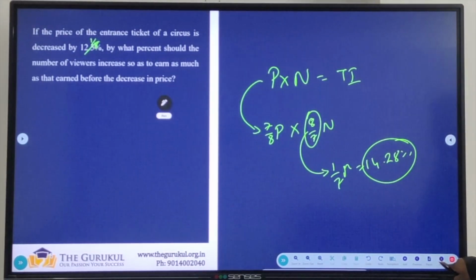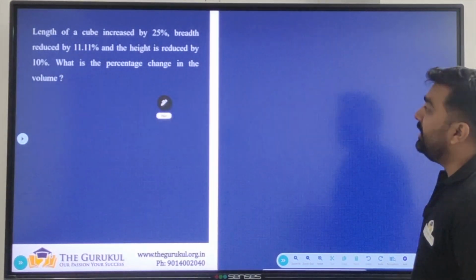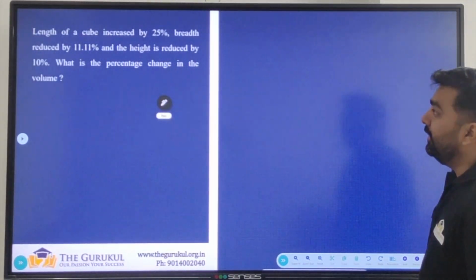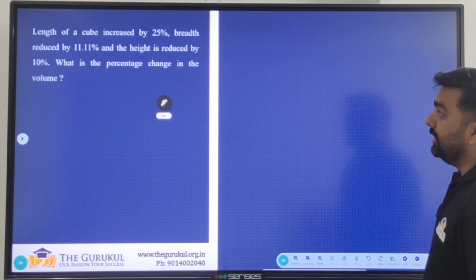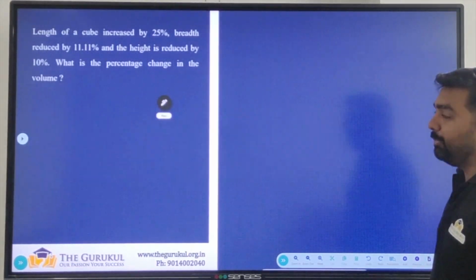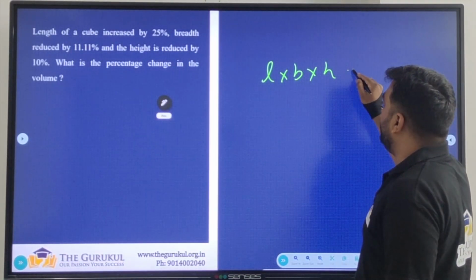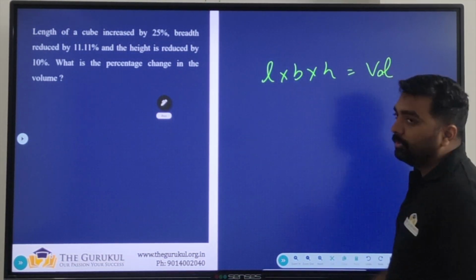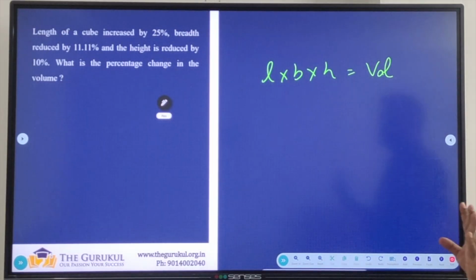Clear? Next. Length of a cube increased by 25%, breadth reduced by 11.11%, height reduced by 10%. So length into breadth into height equal to volume. Remember, whenever we have multiplication, we follow exactly the same principle of A into B equal to constant.